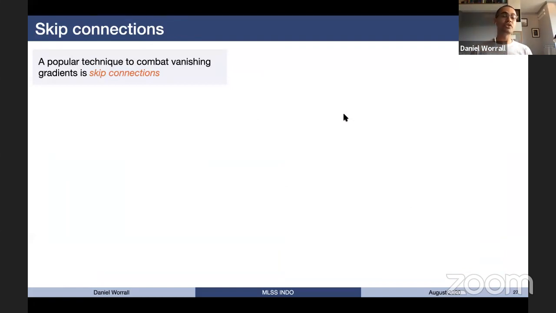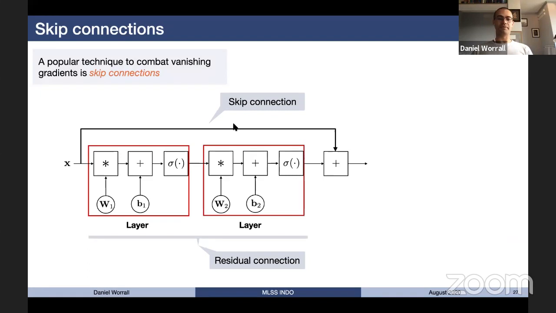Another thing people can do is use skip connections. These are, again, a bit weird, but they seem to work very, very well. A skip connection is as follows. Say I have 2 layers here. What we do is we add, at the output of these 2 layers, the input from the beginning of those 2 layers.